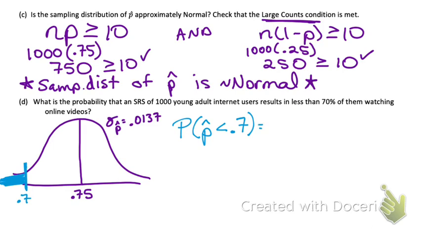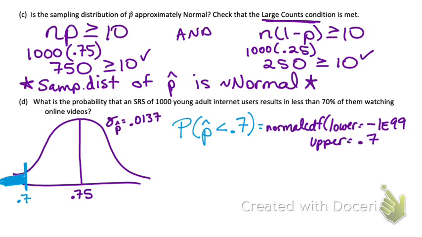This is normal CDF. What is the lower boundary of this region? Negative infinity. What is the upper boundary of this region? 0.7. What is the mean of this sampling distribution of p hats? 0.75. And what is the standard deviation of the sampling distribution of p hats? 0.0137. Boom. And all you have to do, ladies and gentlemen, is plug this into your calculator's normal CDF, and you get your answer. Why didn't you tell us this on the first day? I know, right?